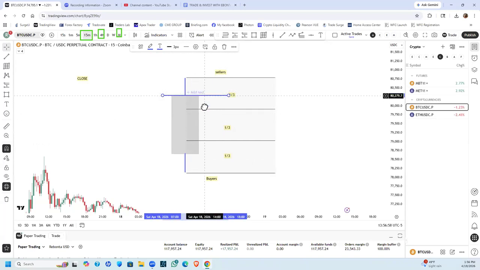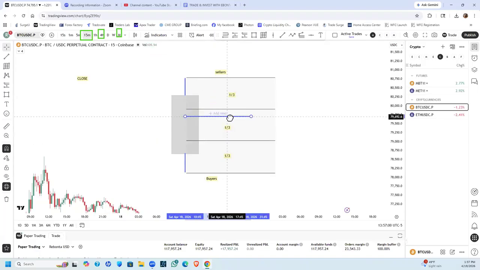If the fight occurs and finishes anywhere in this middle third, then it's a tie. It's a neutral situation. Neither the buyers nor the sellers won. It is an area of indecision.